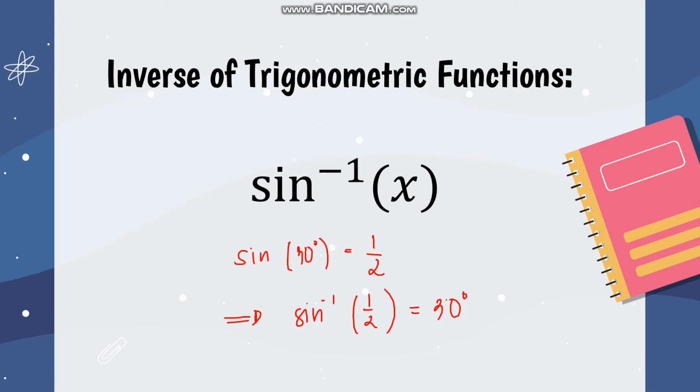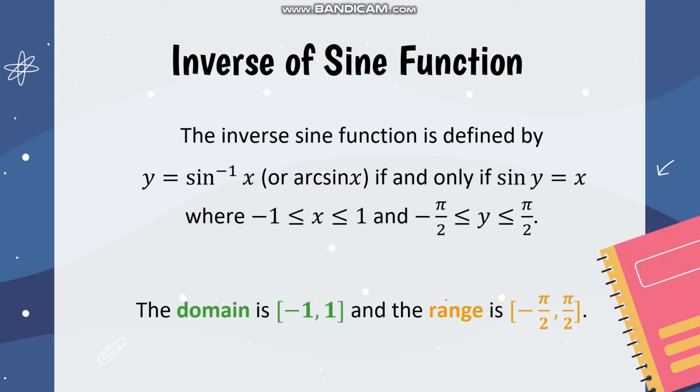Now, to avoid having a lot of values for the angles, there are restrictions for each inverse of trigonometric function. So let's now discuss these restrictions. When we say restrictions, there is just a particular range of values that we can use for our angles. So let's say the inverse sine function is defined by y equals sine inverse of x, or arc sine x, if and only if sine y is equal to x. So the y here is the angle that we want to identify, and x is the trigonometric value.